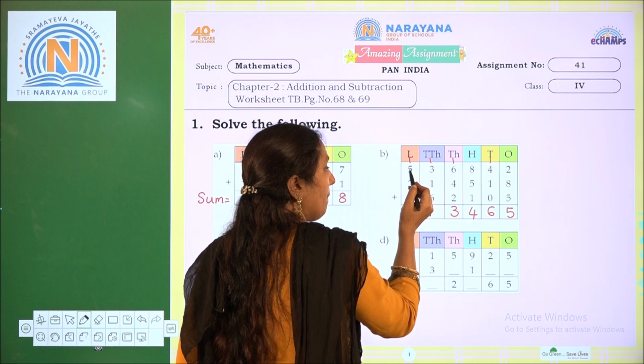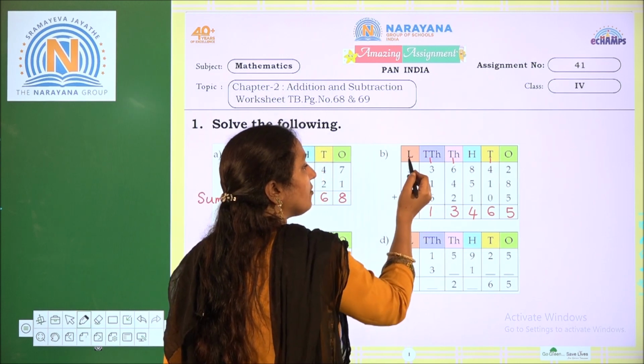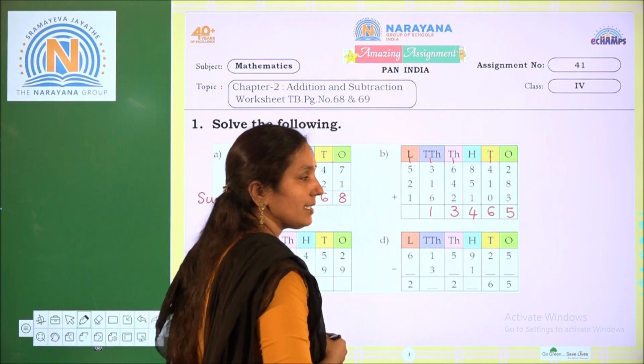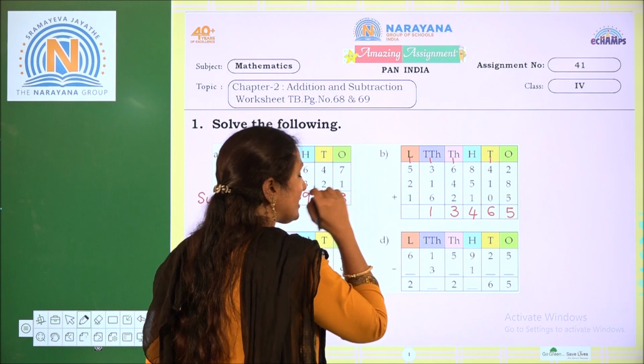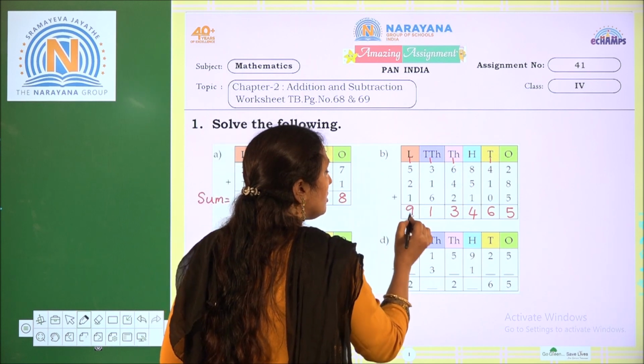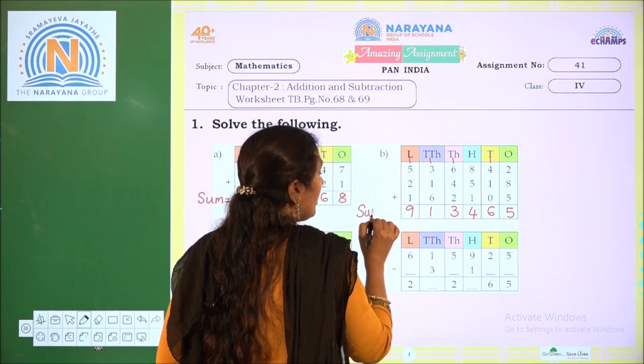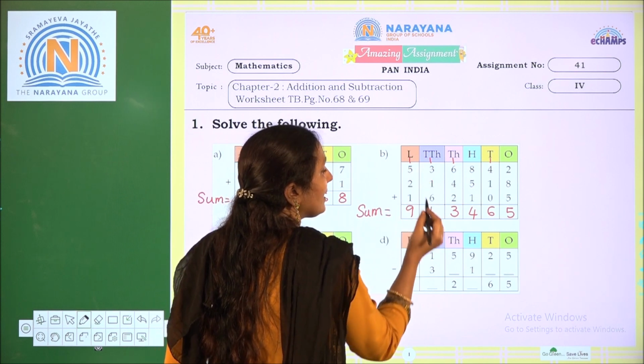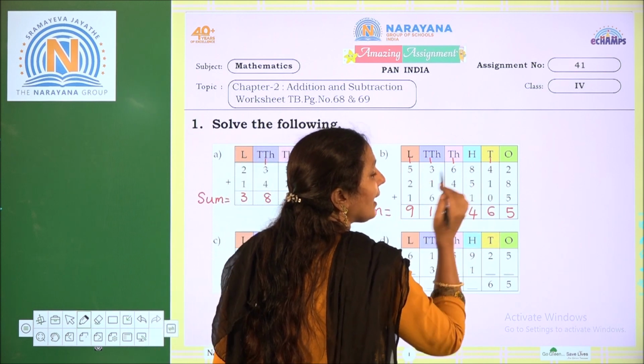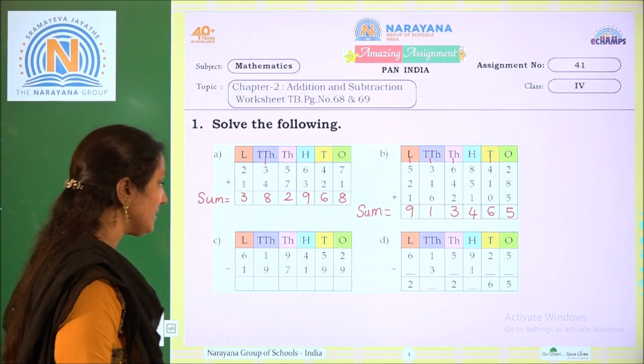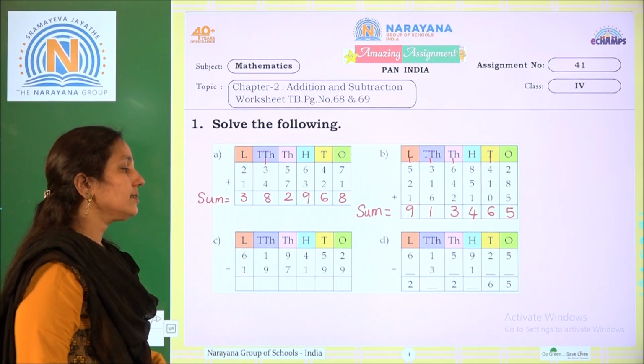1 plus 5 plus 2 plus 1. So 1 plus 5 how much? 6. 6 plus 2 is 8. 8 plus 1 is 9. So the sum equals 9,13,465. Got it children?